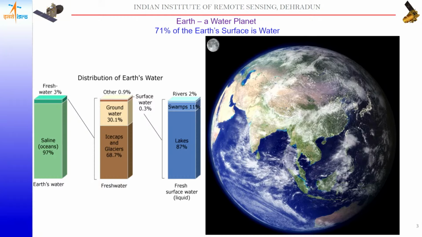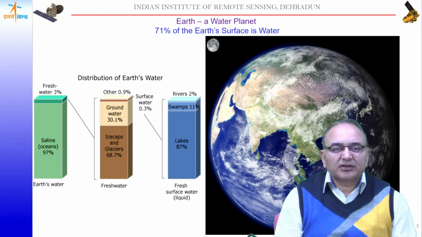So if you see our Earth, we call it the blue planet. Almost 71% of the Earth's area is covered with water. However, this water is mostly saline water, almost 97%. Only 1% of the total water is fresh water. Out of that, almost 70% is locked as ice in the polar regions, in the Arctic and Antarctica, and some minor component in the mountain glaciers.